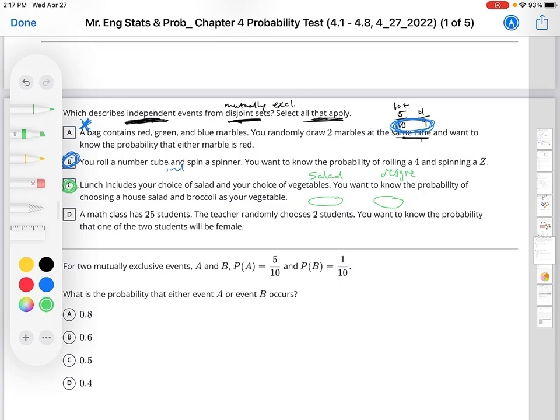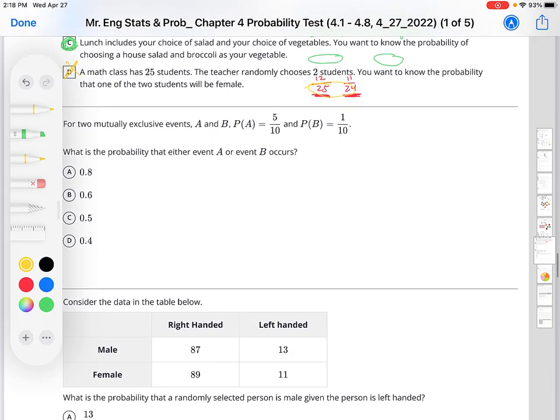They're independent. Okay, and D, a math class has 25 students. The teacher randomly chooses 2 students. You want to know the probability that one of the 2 students will be a female. Well, if you choose one, and let's just say there are 12 females in the class, the first probability is 12 out of 25. But once you pick that person, you can't pick the same person. So you'll notice that my numbers here are not the same. So it can't be D. Your answers are B and C.